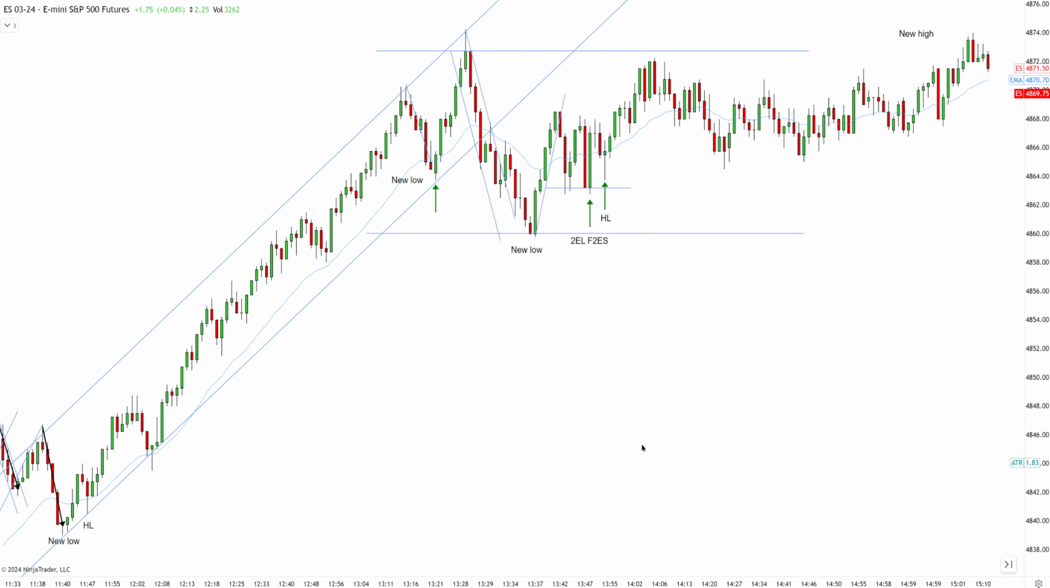I keep repeating this every time, but every single day offers at least a few easy high probability setups to take advantage of. Good luck with your trading.